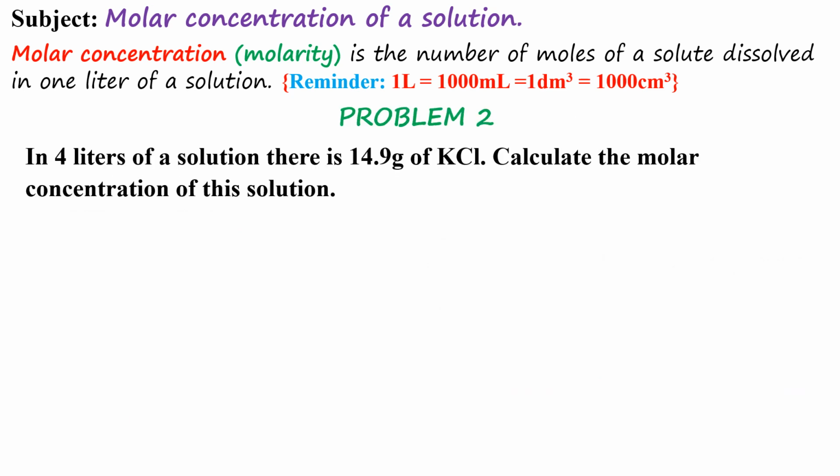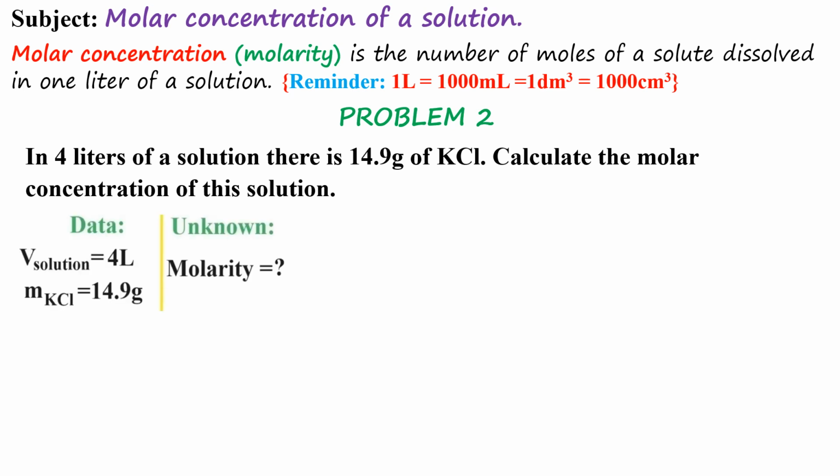Now problem number 2. In 4 liters of the solution, there is 14.9 grams of potassium chloride. Calculate the molar concentration of the solution. Let's start by writing down what we know and what we need to calculate in this problem. We know already the volume of the solution and the weight of salt. We are looking for the molarity of the solution.